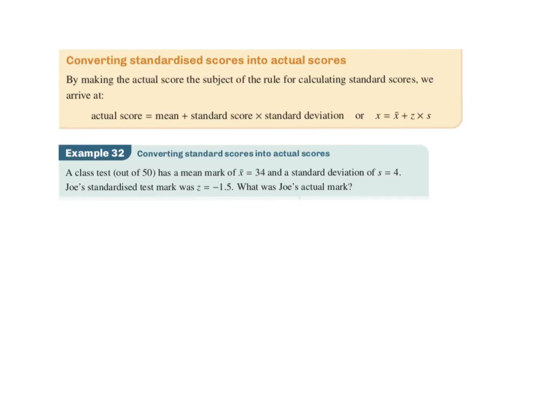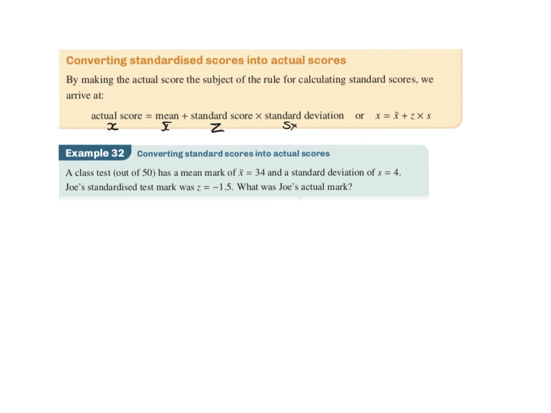Okay, so sometimes we get given the standard score. So we get given the Z-score, we get given the mean, and we get given the standard deviation. And they say, what did this person actually get? So remember that we referred to the actual score as X, and then we had the mean and standard deviation. The standard score we're calling Z. Okay, so we can use this formula, if you like, to find the actual score.